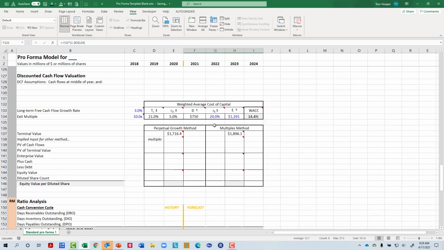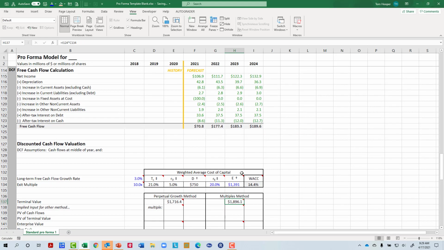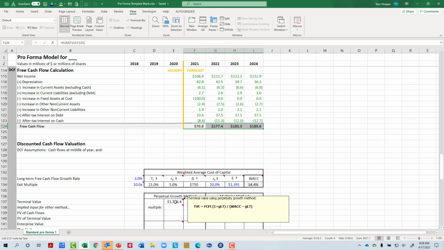Okay, so then let's come down and say our perpetual growth terminal value using the perpetual growth method is about 1.7 billion, and our multiples method is about 1.9 billion. So look at all the work we did above line 124 to get $100 or $200 million a year in cash flow. And then look at the short amount of work we did to extend that throughout the rest of eternity to get $1.8 or $1.9 billion in cash flow.